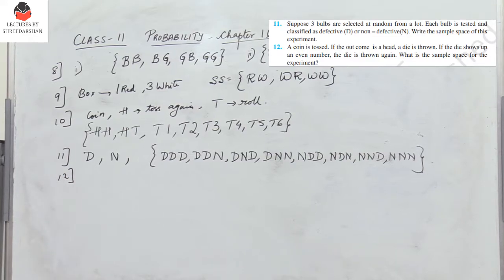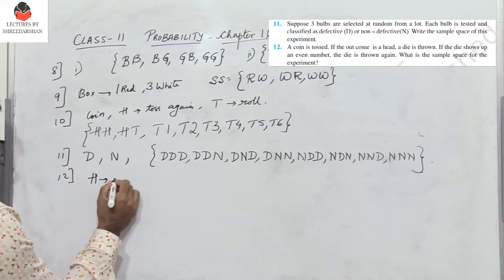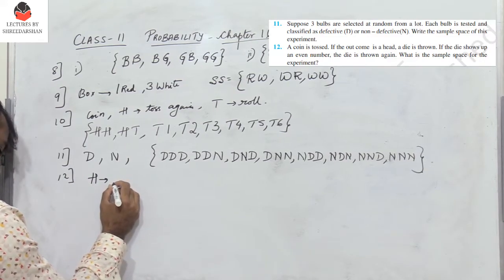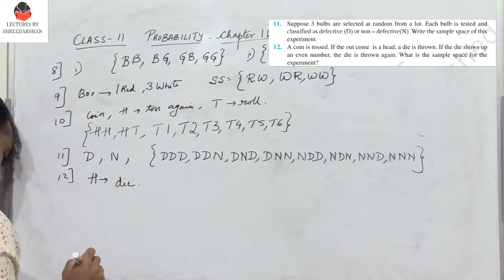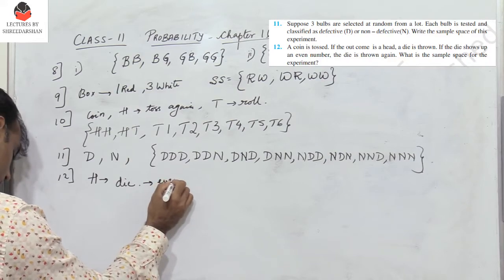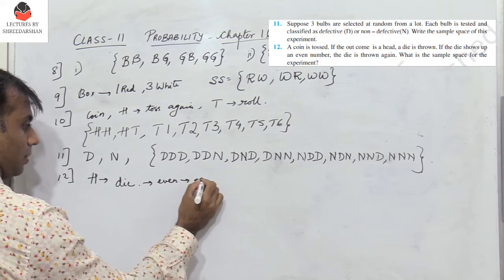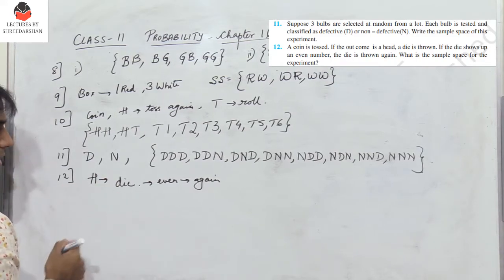The 12th one, a coin is tossed. If the outcome is head, a die is thrown. So you toss a coin. If I get a head, you toss a die, or a die is thrown. If the die is even, you throw it again. All right.